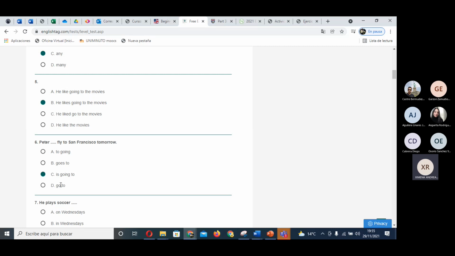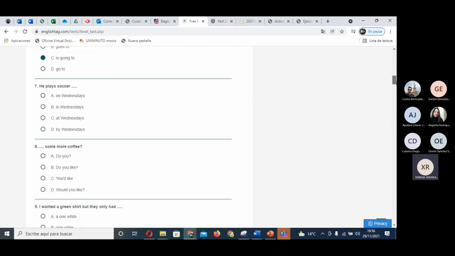Miren que acá la opción D no podría ser probable porque tenemos go to y recuerden que Peter es tercera persona. ¿Sí? Pero además porque tenemos un plan para mañana, entonces es un presente continuo. En este caso, is going to fly o un futuro con going to, que también sería is going to fly. So the correct answer for the number 6 is option C. Peter is going to fly to San Francisco tomorrow. Let's check number 7.